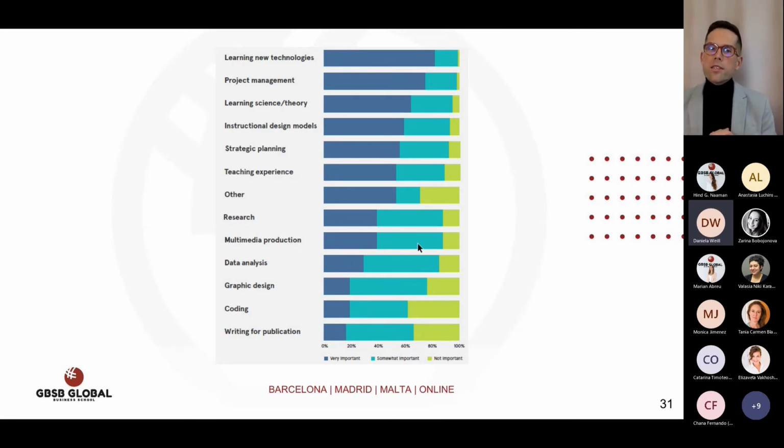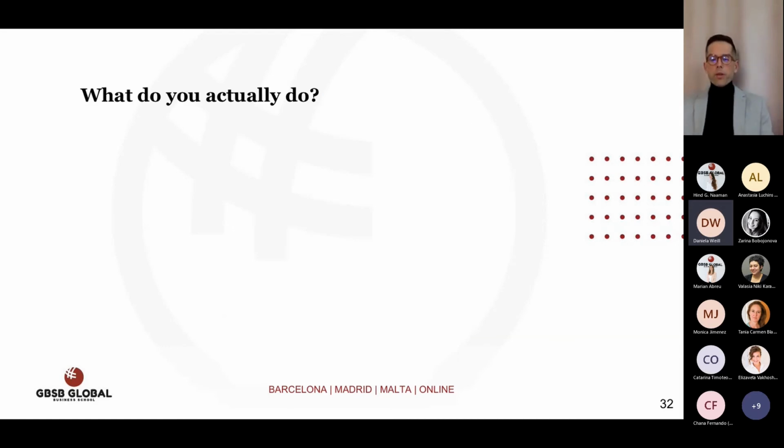Instructional design models, strategic planning, then teaching experience, research, and so on and so forth. Furthermore, they were asked what they actually do, and their answers can be summarized into four categories: design, manage, train, and support. So let's take a look at descriptors or descriptions for each of these categories.